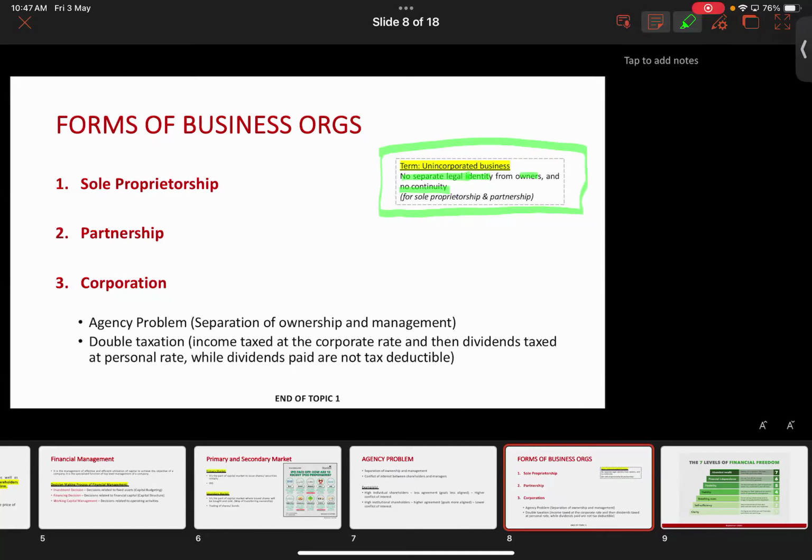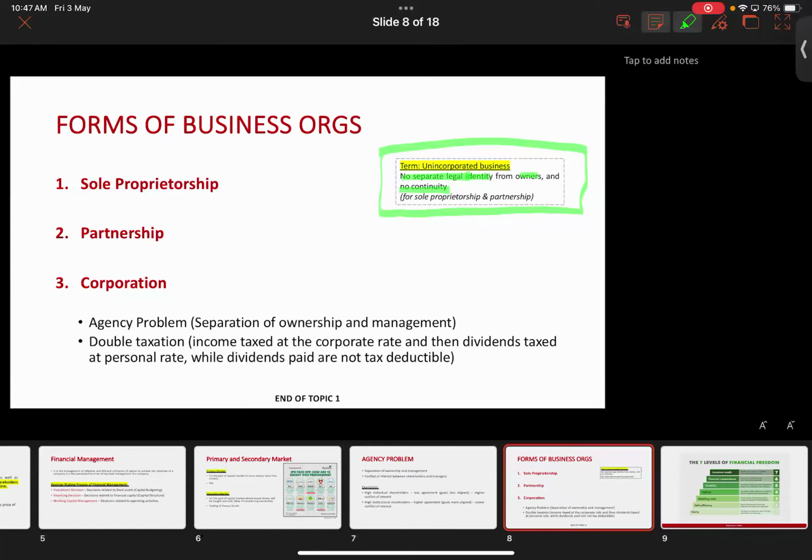Private limited company means, for example, a family business, in which you can only sell the shares to your relatives, your family members, your friends, but not the general public. On the other hand, public limited company means those listed on the public stock exchange. That means you can buy the shares of companies like Sunway, Genting, okay? All these, you are allowed to buy the shares of the company.